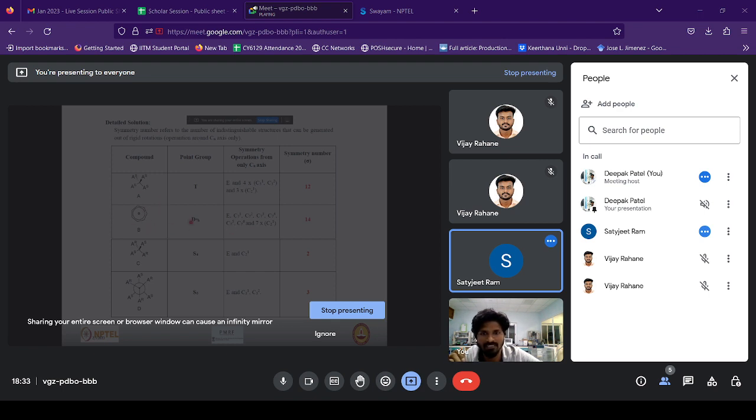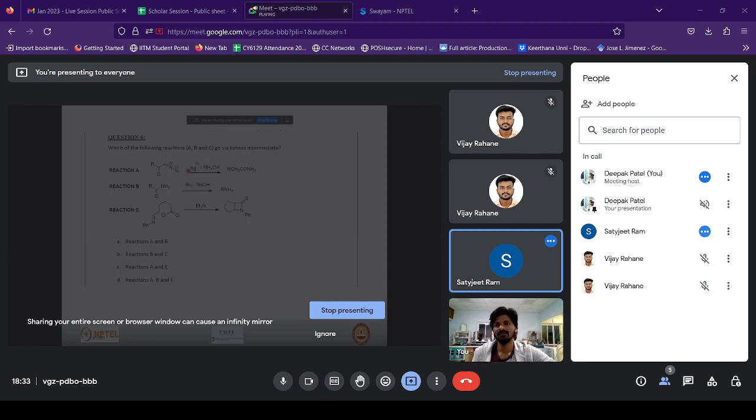And for compound B, D7H means all the symmetry operations will be there, so it will be 4. Similarly, since this tetrahedral has the S point group, it will have only E and C2, so the symmetry number will be 2 only. For this system, the point group will be S6, so E and C3 1 and C3 2, so the symmetry number in this is 3. So the highest symmetry is present in system number B.